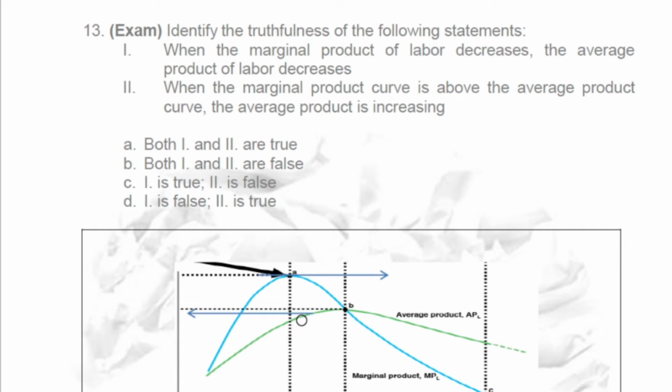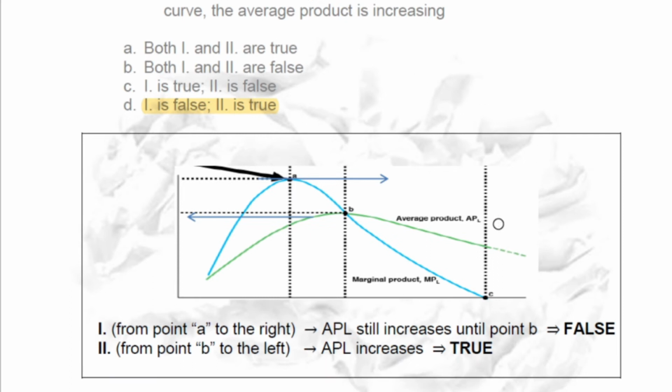So it's false. When the marginal product curve is over the average product curve, so from here to the left, all the way here, the average product is increasing. Yes, of course. So it's true. Clearly, this type of question, as I told you with the marginal cost, average cost graph, is very important and very easy if you make the graph.